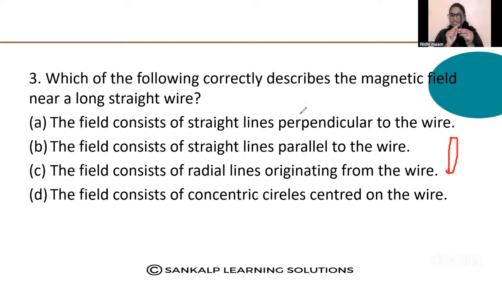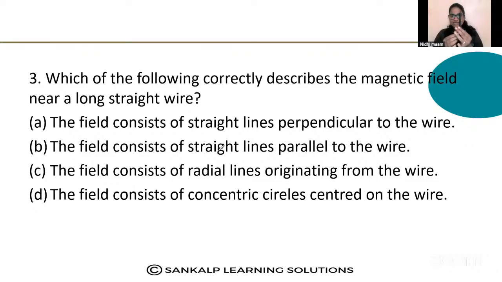The field consists of lines parallel to the wire. The field consists of radial lines originating from the wire. The field consists of concentric circles centered on the wire. Very easy question and interesting question too. If you really attended yesterday's session, I explained this three or four times and showed you an image also. So how will the magnetic lines be arranged?